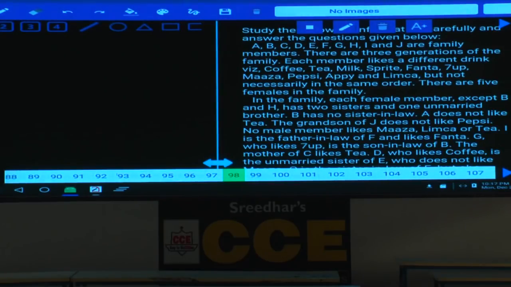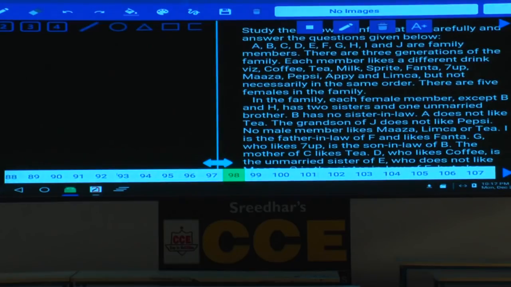And in the family, each family member except B and H has 2 sisters and 1 unmarried brother. B has no sister-in-law. Now B comes under which category here? B comes under either the first or the second, isn't it? B is a female. Now this B does not come under these 3 sisters group. Now this B does not have any sister-in-law, and A does not like tea.